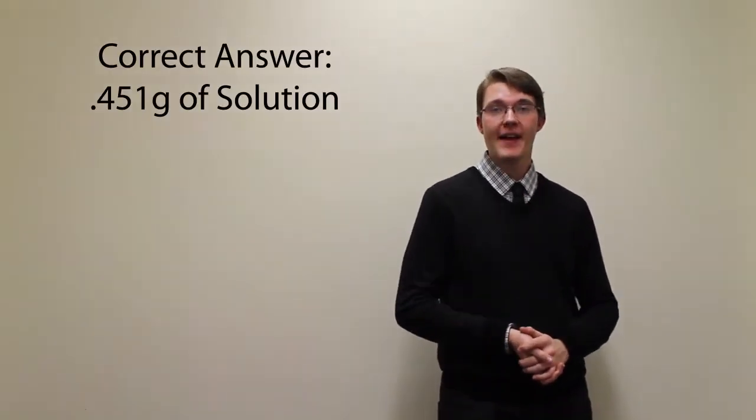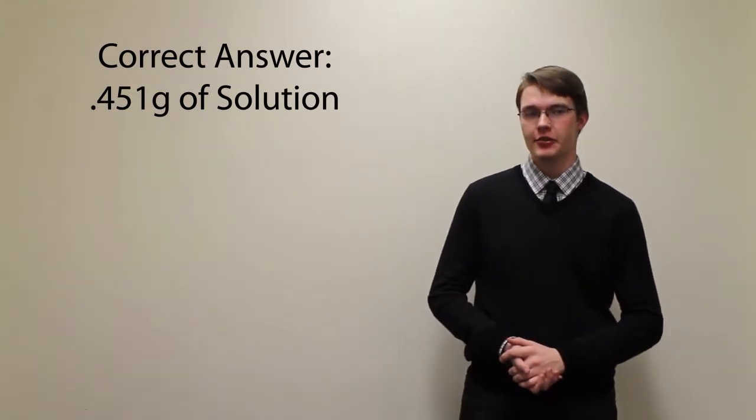Alright, now the answer you should have gotten is 0.451 grams of hydroxide solution. In order to do this, we once again find the moles of calcium ion in the solution and use stoichiometry to convert this value to moles of hydroxide. Note that it's a 2-to-1 ratio.